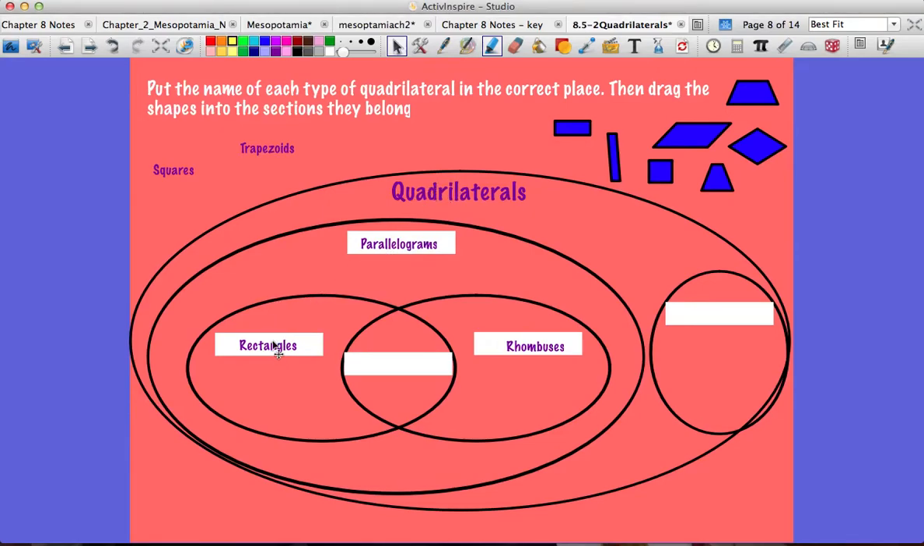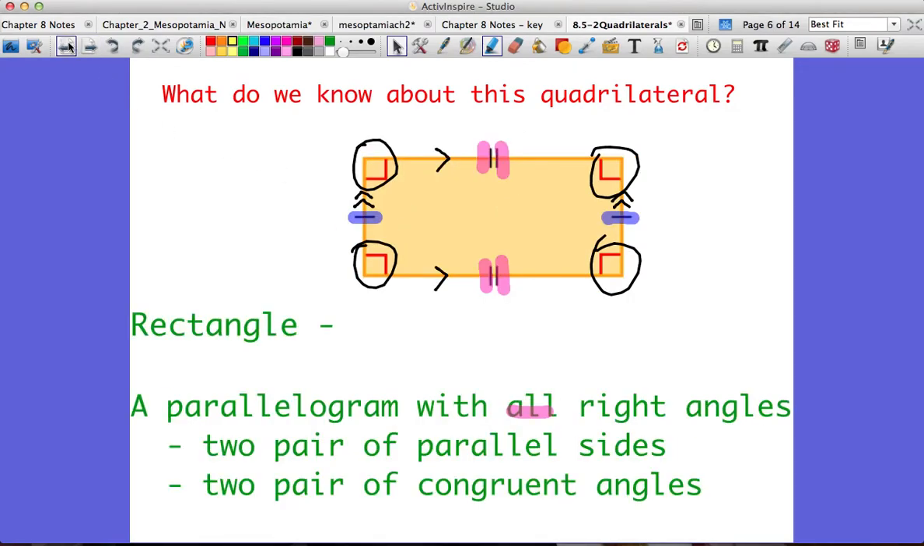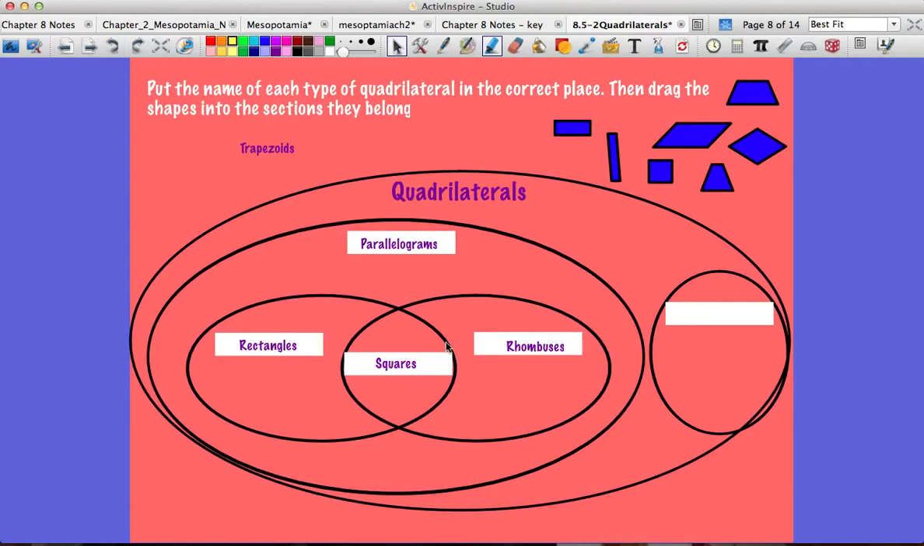But notice the rectangle and the rhombus don't necessarily always intersect. Sometimes they do, sometimes they don't. The shape that is both a rhombus and a rectangle and a parallelogram is a square. Because if you look back and remember, a square has the 90-degree angles, which is the defining feature in the rectangle, and the square has 4 congruent sides, which is the defining feature in the rhombus. So a square is actually a rhombus and a rectangle and a parallelogram and a quadrilateral. It has lots of different names.